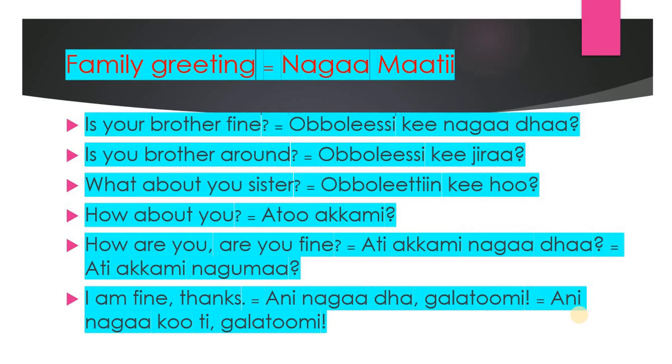How about your sister? Obboleettiin kee hoo? It means following the previous question. Obboleettiin kee hoo? Nagaadhaa, obboleettiin kee nagaa isheetii, obboleettiin kee jirtii. Obboleessi kee jiraa is a male masculine word, jira. Obboleettiin kee jirtii is a feminine word for the same word, jira. Obboleettiin kee hoo? Jirtii. That's what we can also say.